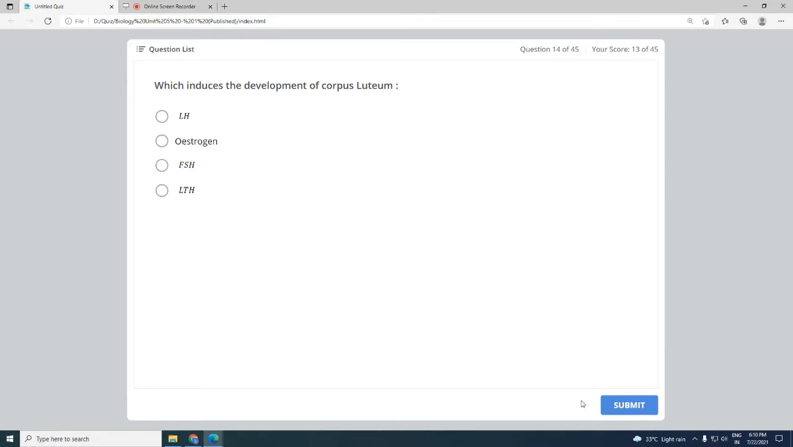Which induces the development of corpus luteum? LH, estrogen, FSH, LTH. The right answer is LH.